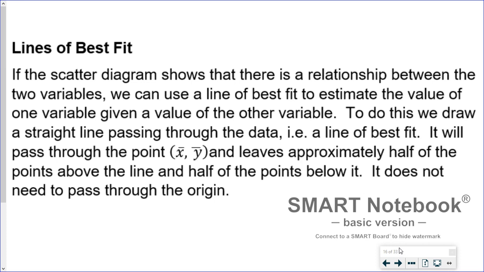The scatter diagram shows that there is a relationship between the two variables. We can use a line of best fit to estimate the value of one variable given a value of the other variable. To do this, we draw a straight line passing through the data. It will pass through the point x bar, y bar, which is the average of the x's and the average of the y's, and leaves approximately half of the points above the line and half of the points below it. It does not need to pass through the origin.